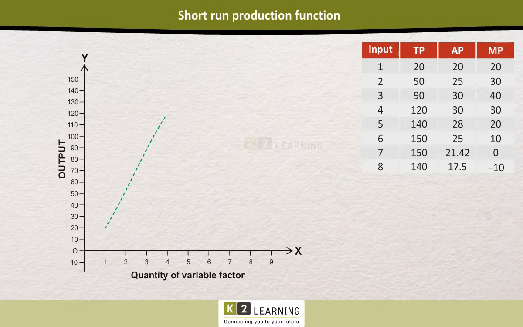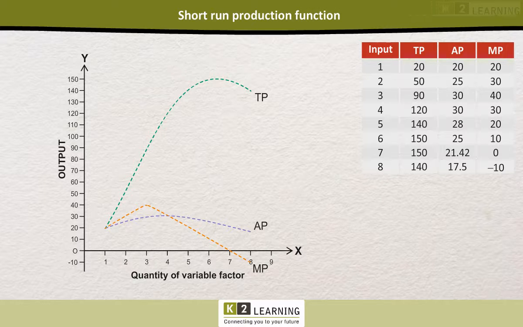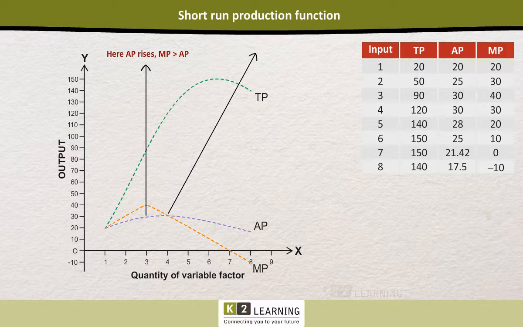Similarly, if we plot all the points, the graph will be as shown on your screen. From the graph, we notice the relationship between total product, average product and marginal product. When average product rises as a result of an increase in the quantity of the variable input, marginal product is more than the average product. When average product reaches maximum, marginal product is equal to average product. In other words, the marginal product curve cuts the average product curve from above, that is, at its maximum. When average product falls, marginal product is lesser than average product.